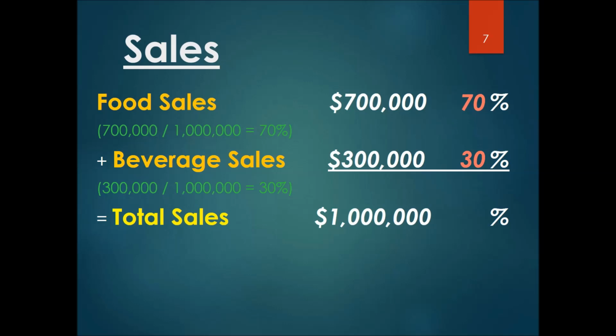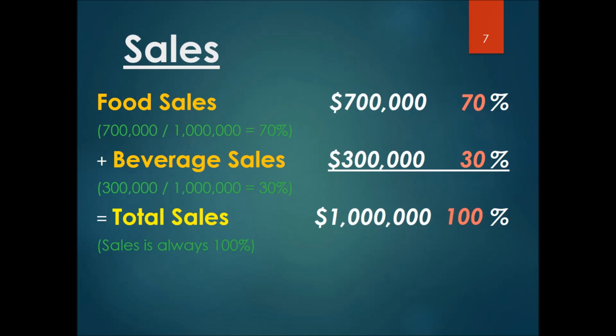Beverage sales divided by total sales is beverage sales percent. Food sales divided by total sales is food sales percentage. And total sales is always 100%, because without sales, we don't really have a business. So we always base it off of sales.